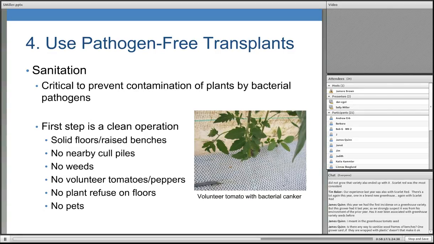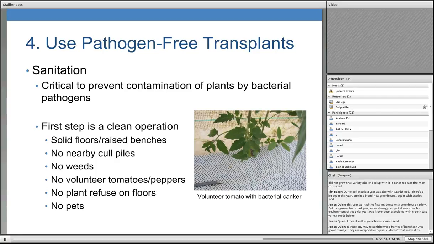The cull piles, if there are cull piles, should be very far away. Again, composting is better. They should be composted right away. And if you are composting, it shouldn't just be stacking them up on a big pile. It should actually be turned on a regular basis so you get that rapid decomposition. Weeds are really critical, particularly solanaceous weeds, but even other weeds can reduce the air movement if there are enough of them, and actually cause problems, not just with bacterial disease, but with other things.